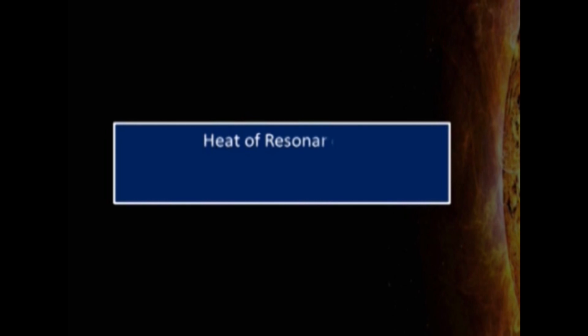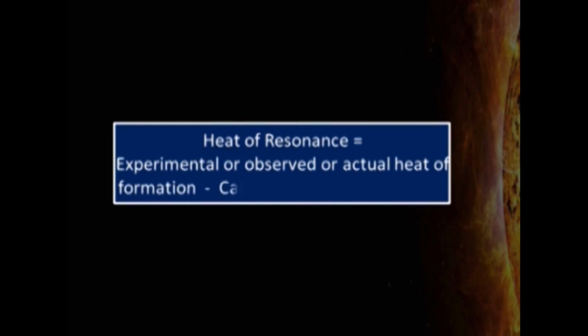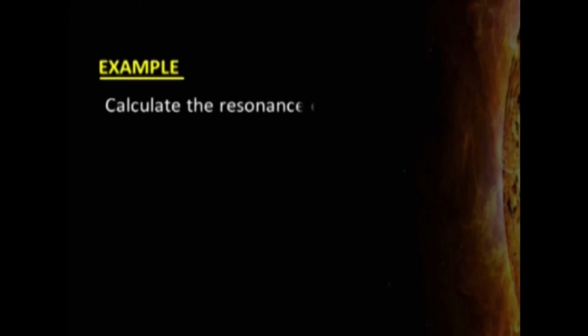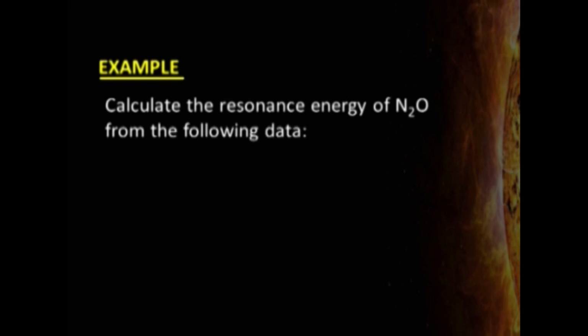When a compound shows resonance, there is a considerable difference between the heat of formation of the compound that is calculated with the help of bond energies and that calculated experimentally. Actually, the heat of resonance is equal to experimental or observed or actual heat of formation minus calculated heat of formation. Let's have a look on an example to calculate the resonance energy.